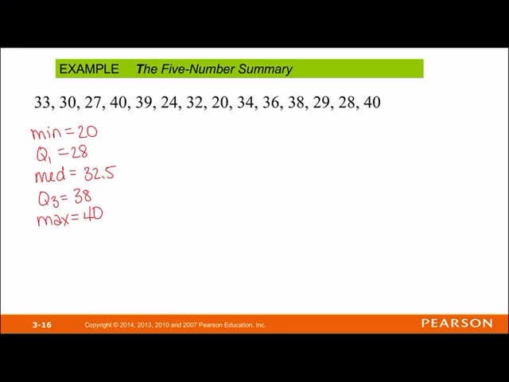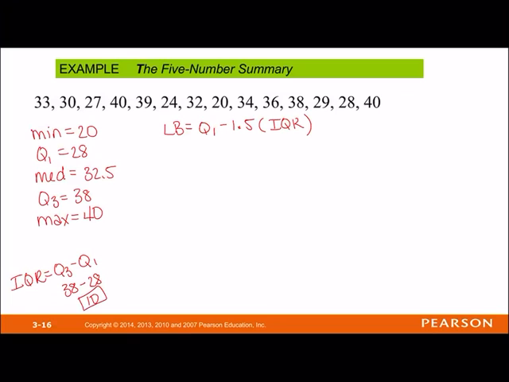Okay, also let's talk about our bounds while we're on this slide, and I have some room. Our lower bound, LB, is going to be Q1 minus 1.5 times the IQR. Before I do this, I know I need my IQR. IQR is Q3 minus Q1. Q3 is 38, Q1 is 28, 38 minus 28 is 10. So our IQR is 10.